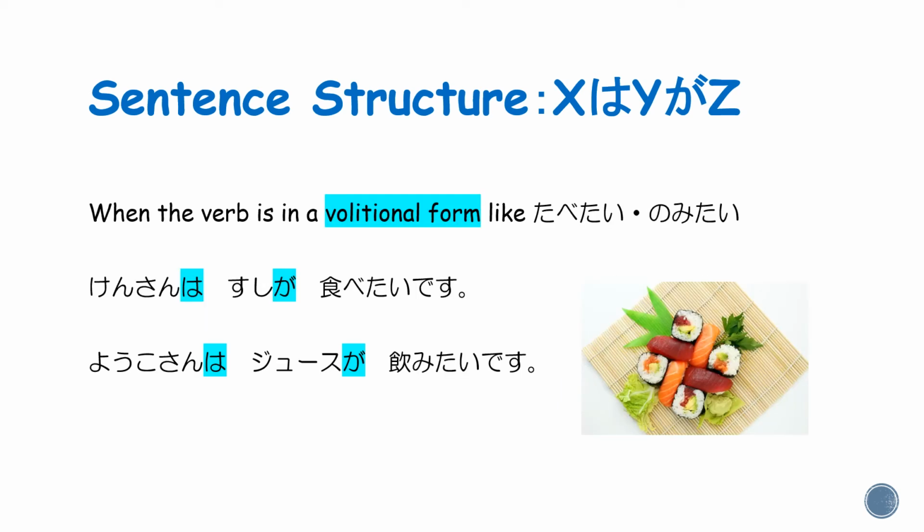The second group are the verbs that are in the volitional form, like 食べたい or 飲みたい, like I want to do certain things. ケンさんは寿司が食べたいです. ケンさん wants to eat sushi. ヨーコさんはジュースが飲みたいです. ヨーコさん wants to drink juice.